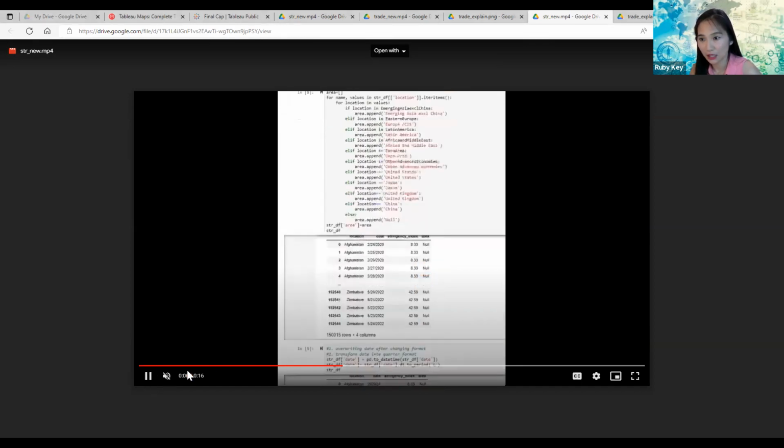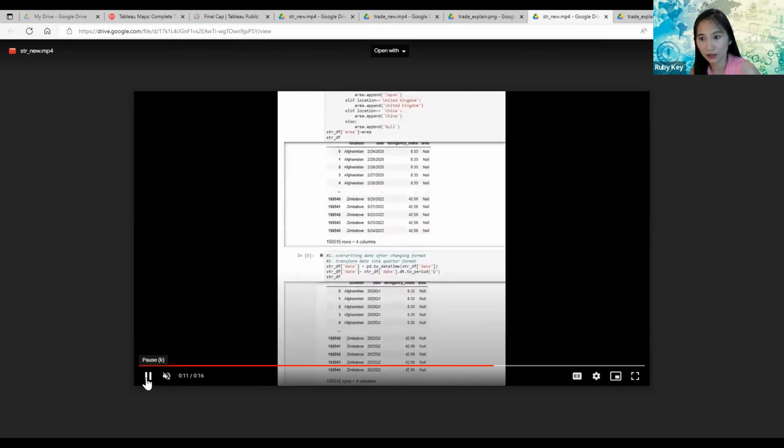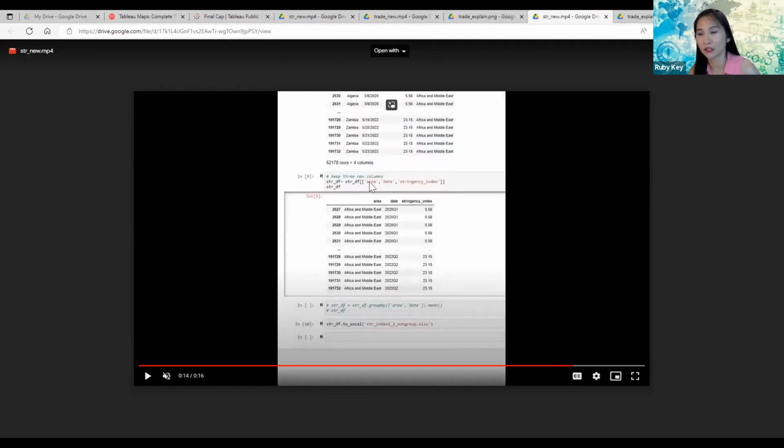After that, I use the datetime format to make these dates into quarters. I figured that way it's easier to look at. Finally, I come here and drop my areas that are null, which are not mentioned in the other data sets. Also, I drop the index that has zeros in it. And here we have it, the clean data. Finally, I keep these three columns: area, date, and stringency index. And that's our clean data.